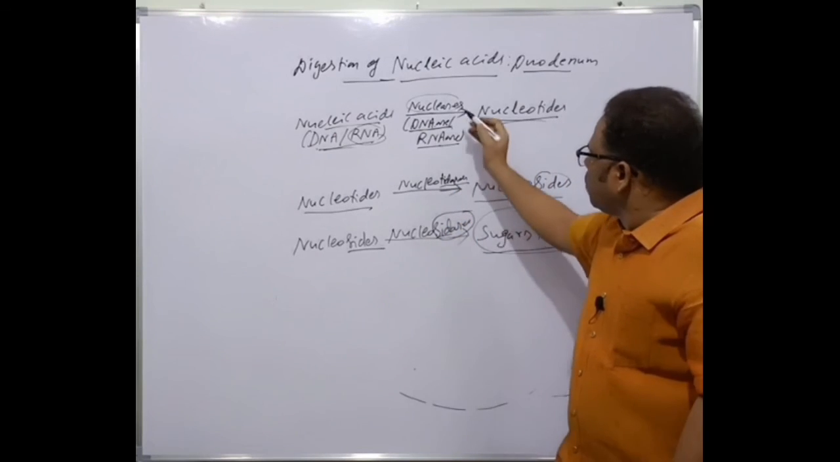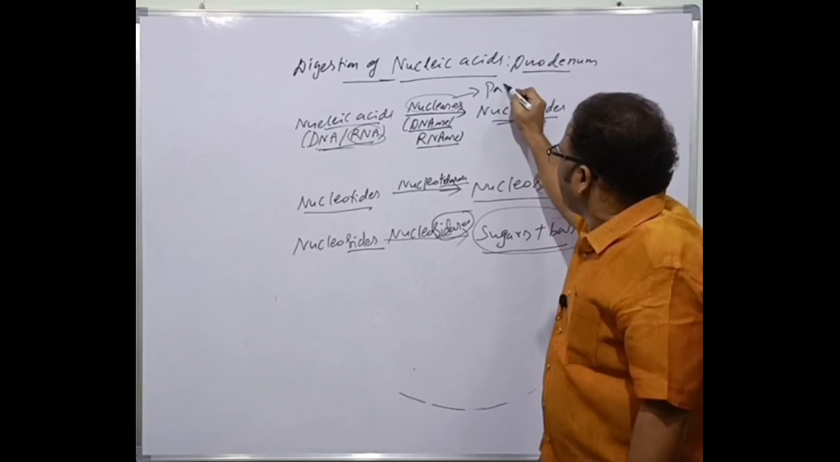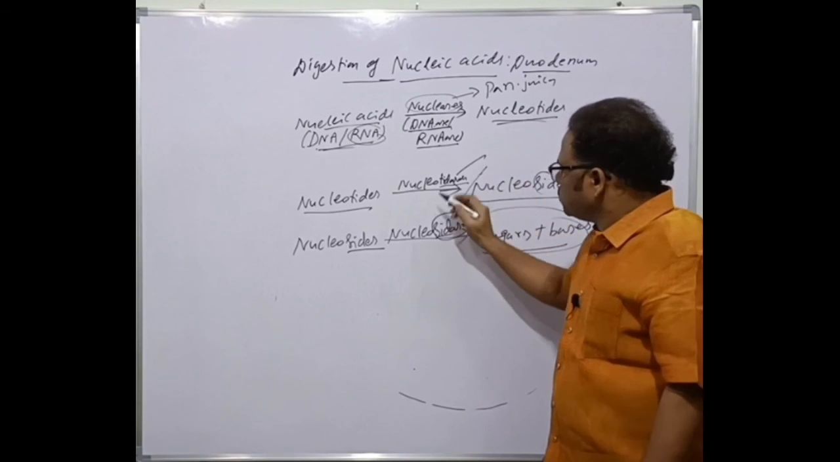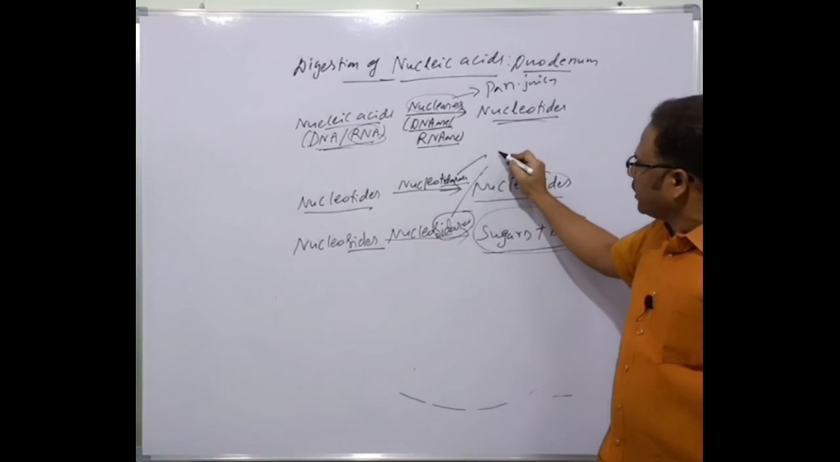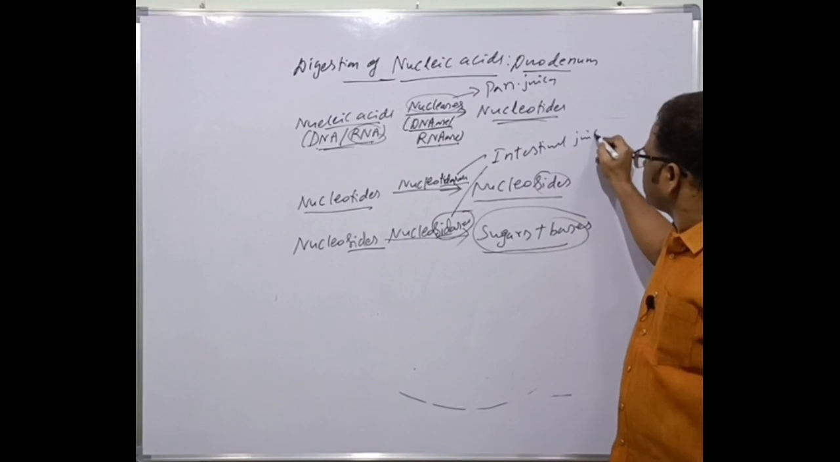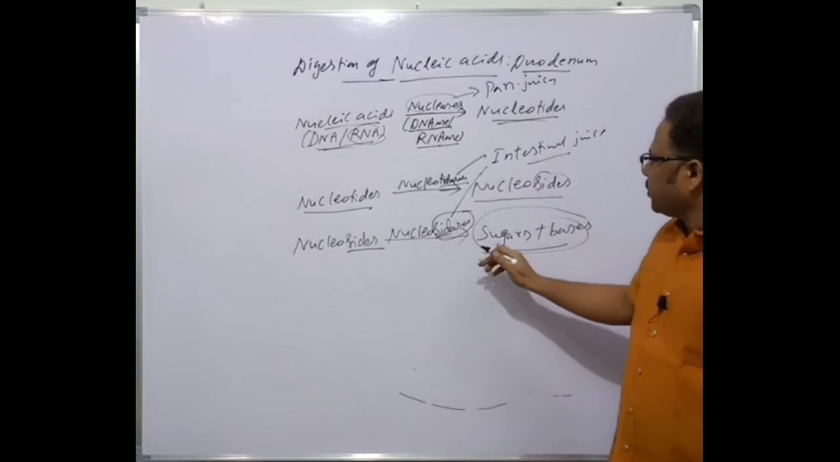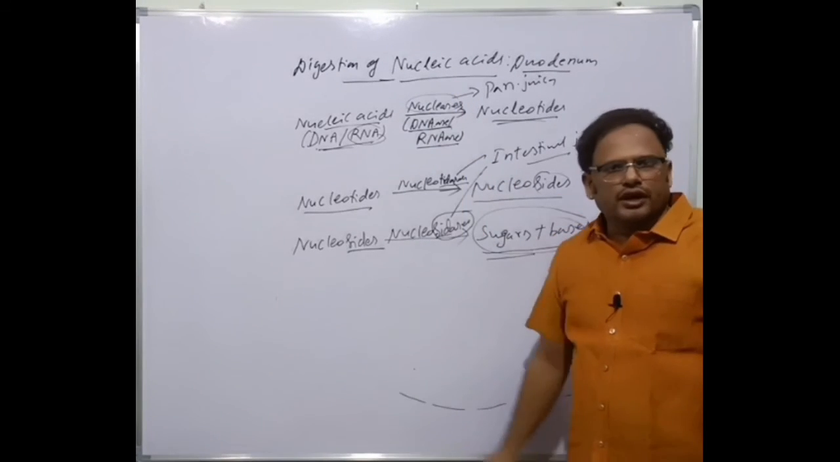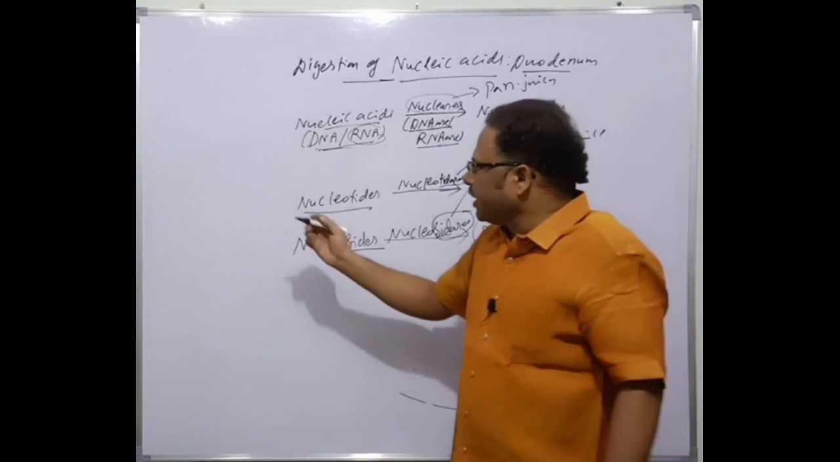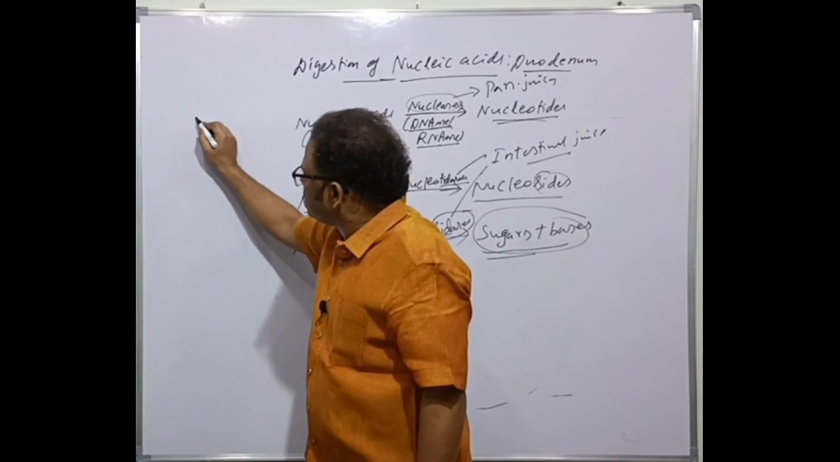Now the nucleases are present in the pancreatic juice, whereas nucleotidases and nucleosidases are present in the intestinal juice. So these are the end products of which one? The nucleic acid digestion. All these occur in which one? The duodenum.